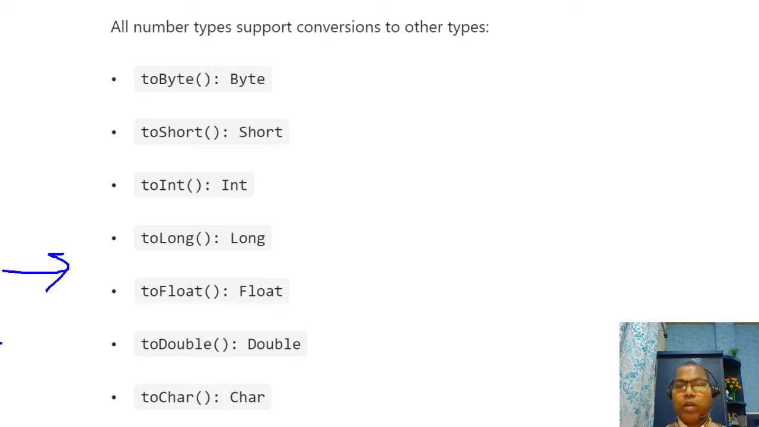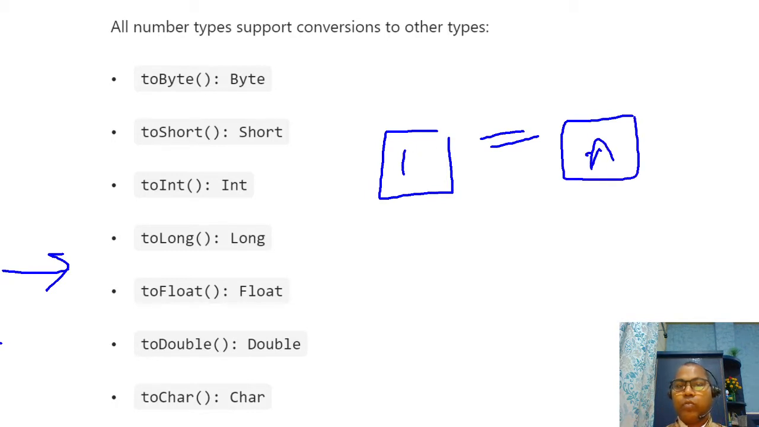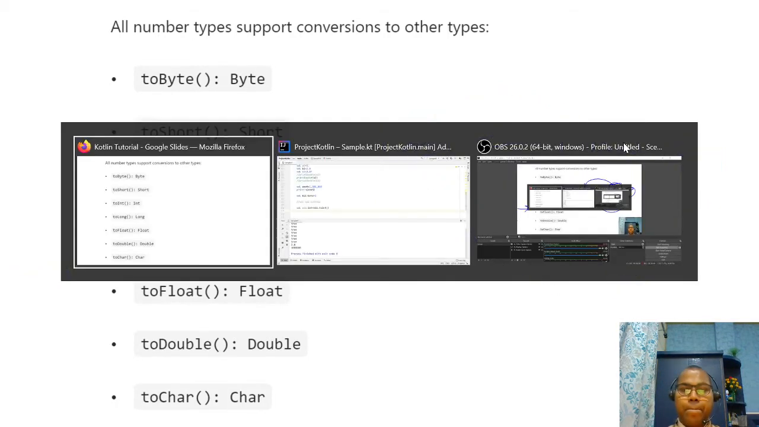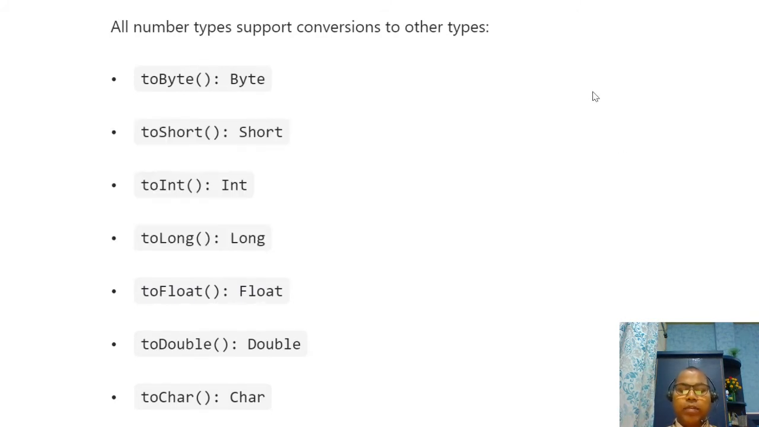So whenever you are going to assign from type A to type B, please use dot toB type, and then you can assign it. Whatever value you are assigning from right to left, if both are different data types, then we need a conversion. And for conversion, you can use this handy method.